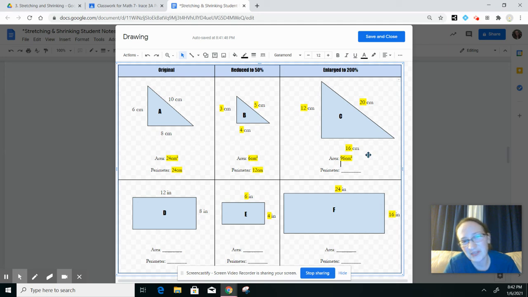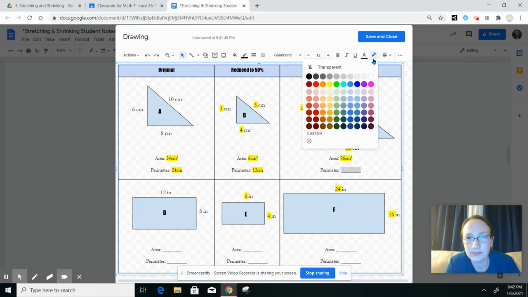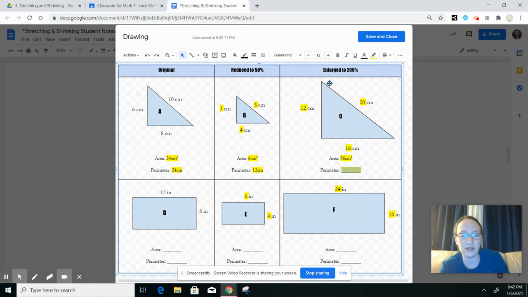All right, and we'll do the perimeter as well. So 12 plus 16 is 28, plus 20 is 48. So the perimeter seems to be kind of following a pattern that we might expect, right? So when we cut the size of the shape in half, the perimeter was cut in half. When we doubled the size of the figure, the perimeter was doubled, but that didn't go on with the area.